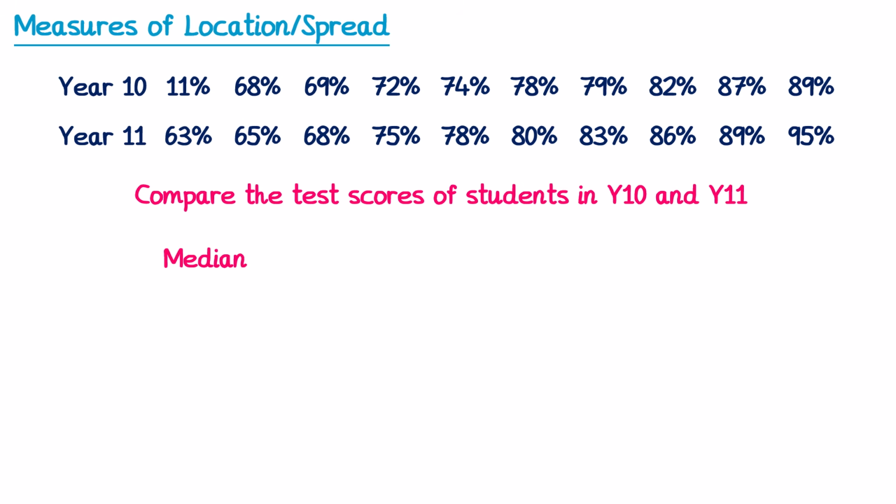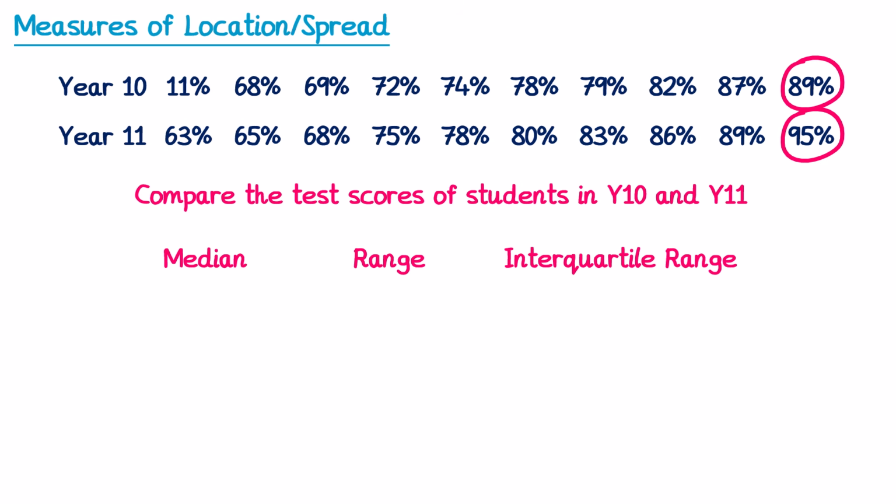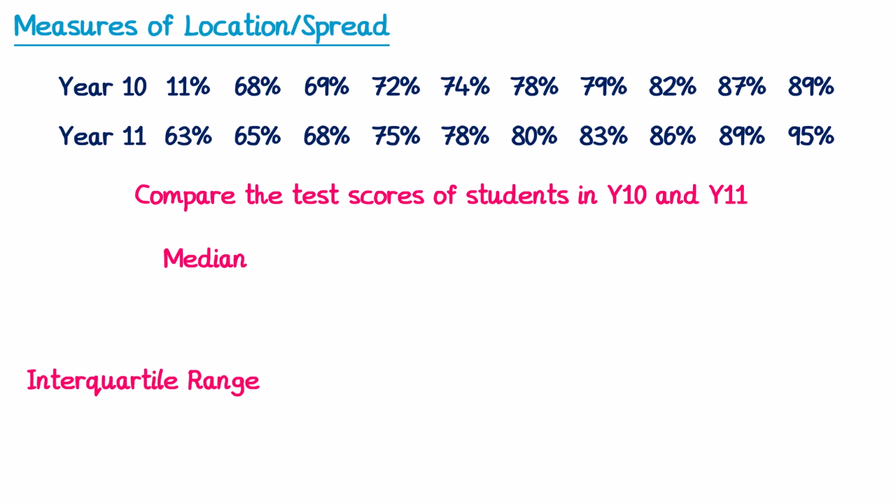Then we also want to compare a measure of spread, and we've talked about 2 in this video, the range and the interquartile range. Since the range is the difference between the greatest and the lowest values, this would also use that 11% again. So the range is also affected by these extreme values, whereas the interquartile range will not be. So let's first of all work out the median for both of these lists.